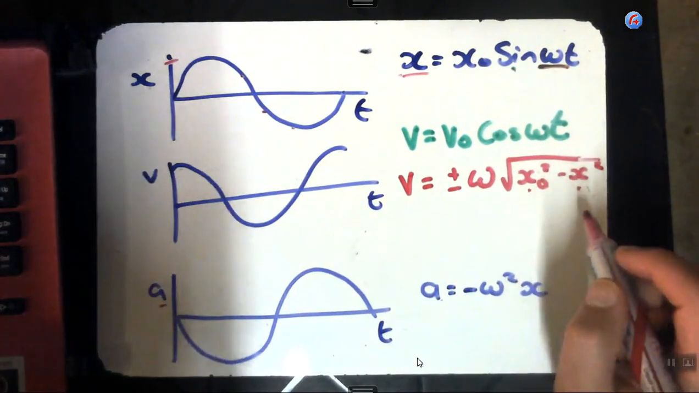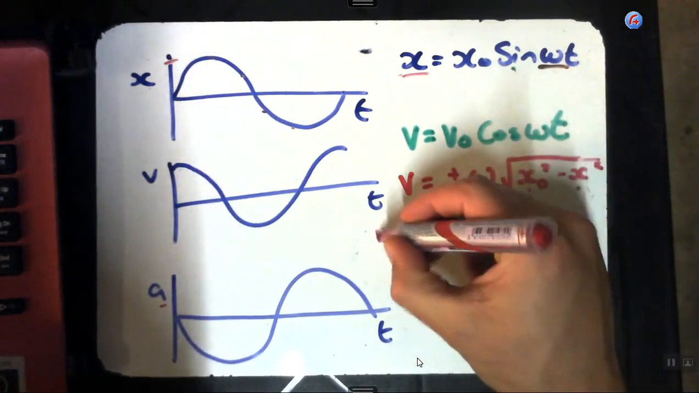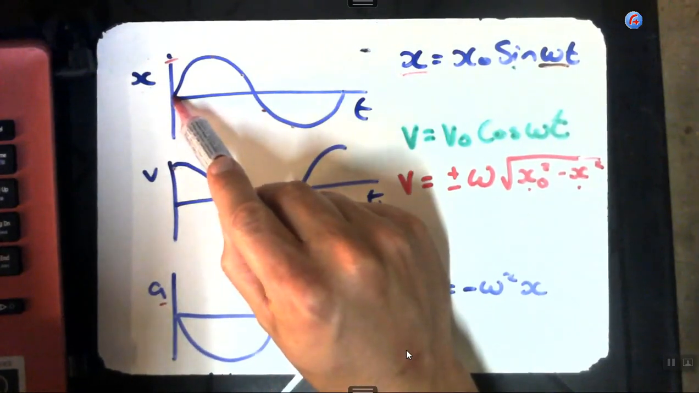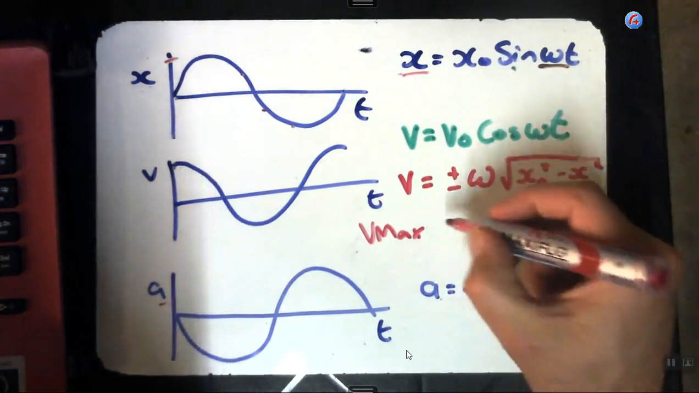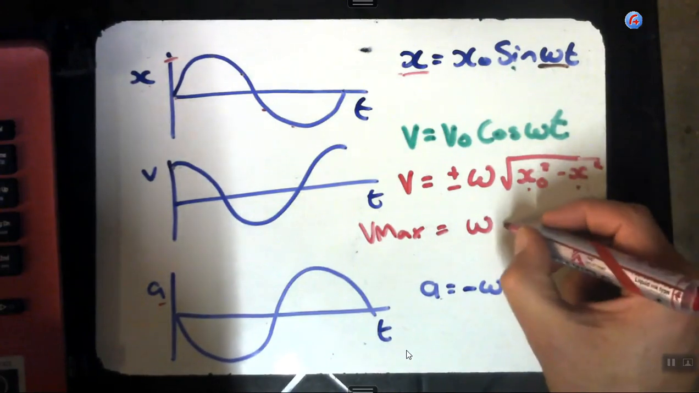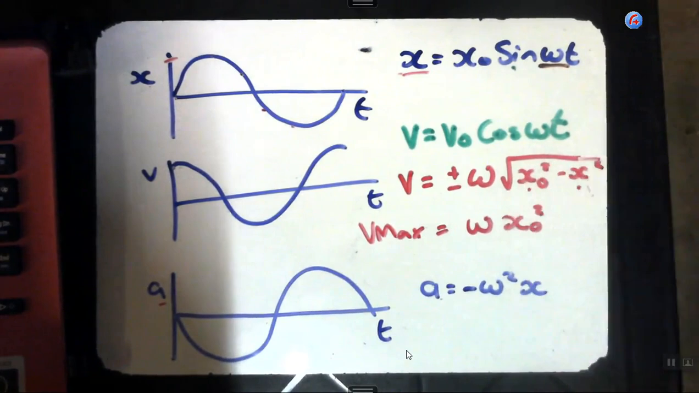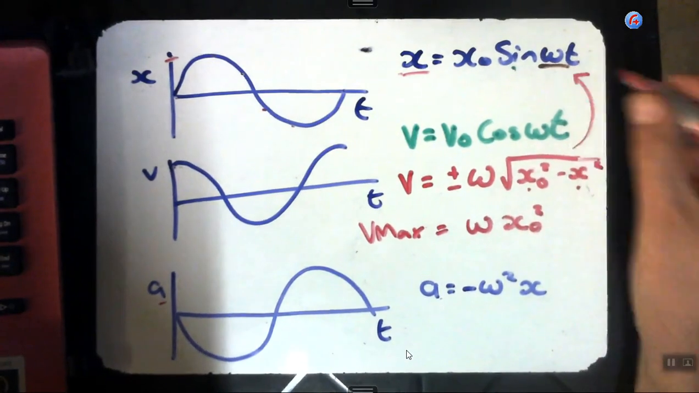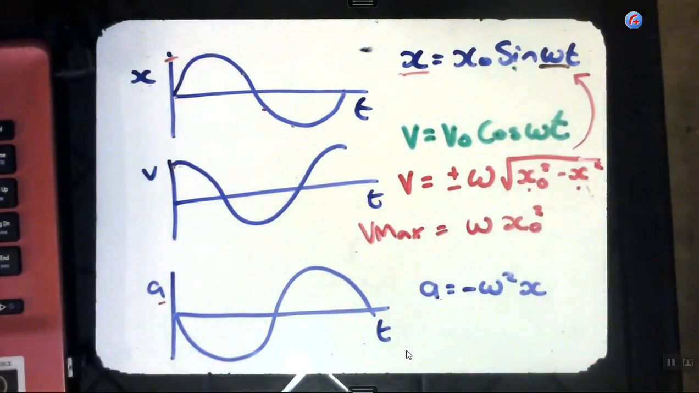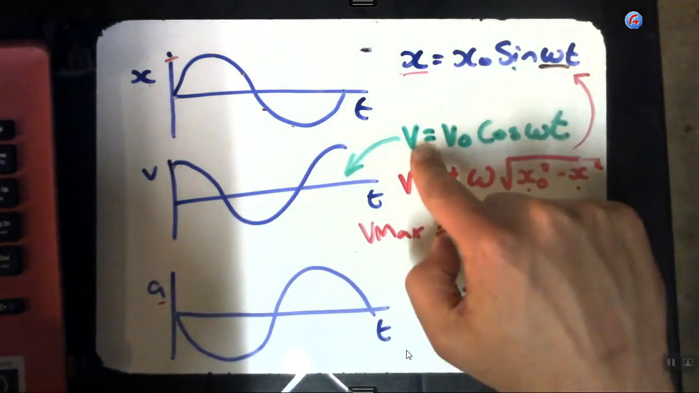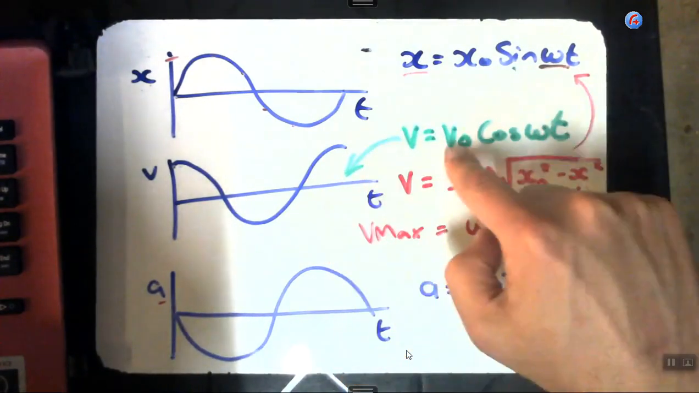Now we can calculate our maximum velocity with this. When my velocity is maximum, my actual displacement at that stage is 0, so that becomes 0. So then it's going to be omega times the square root of x0 squared, and then we can calculate our maximum velocity. So this is when we go in terms of displacement, but this formula relates to the graph. So when we have values from the displacement, we can calculate the velocity, or if we have the velocity time graph, we can calculate the velocity.